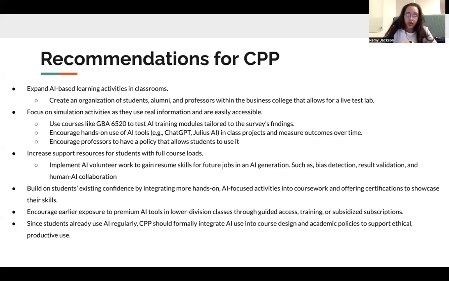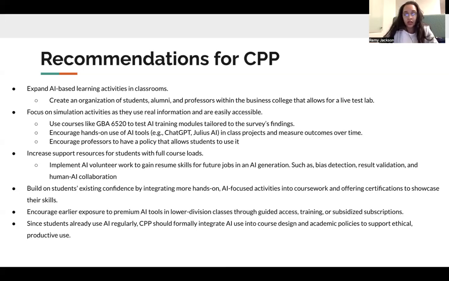The fourth one is to build on students' existing confidence by integrating more hands-on AI activities into coursework and offering certifications to showcase their skills. Another one is to encourage earlier exposure to premium AI tools in lower division classes through guided access, training, or subsidized subscriptions.